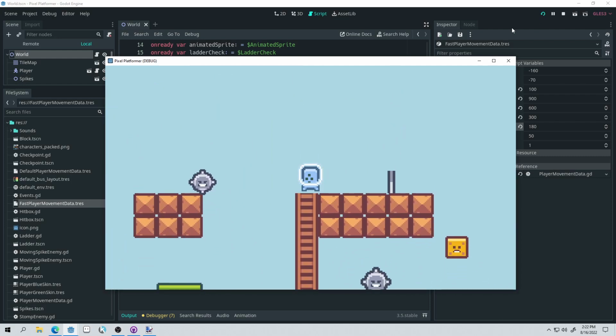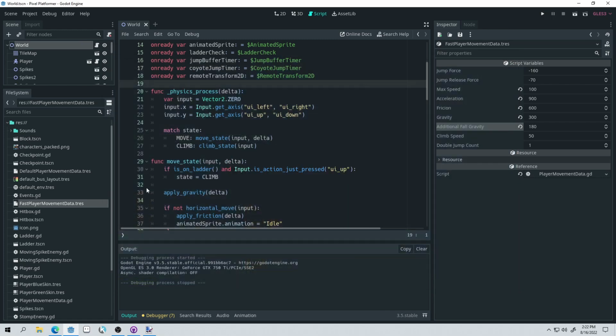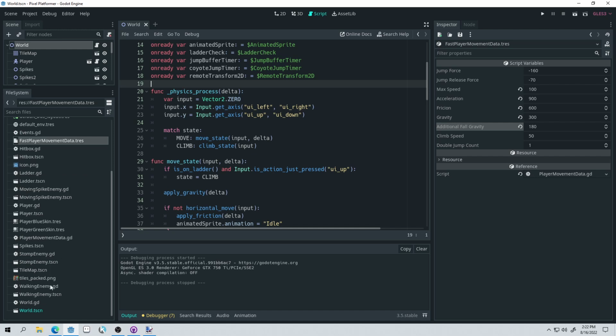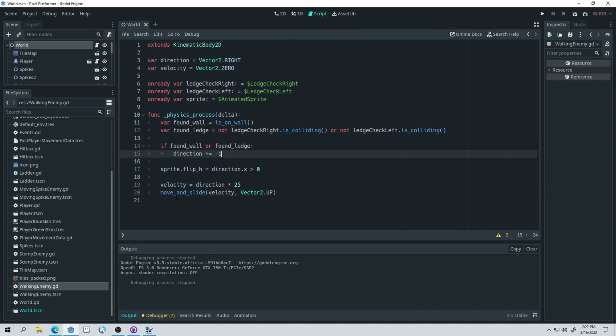And we want to make sure that we're accounting for all of the different places that we've moved something. I'm pretty sure our walking enemy uses move and slide, which automatically multiplies the velocity by delta. And since we have no acceleration, it's just a constant speed, we don't need to worry about multiplying that by delta. This is just a constant.